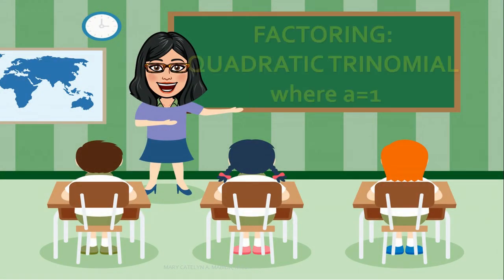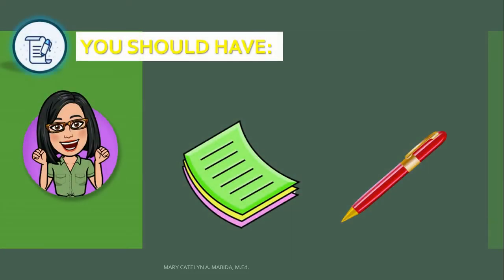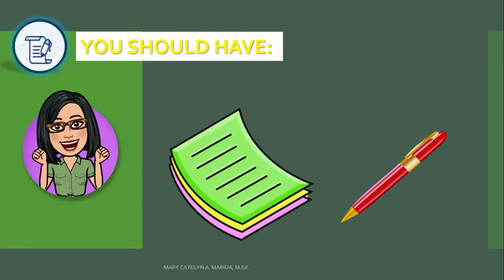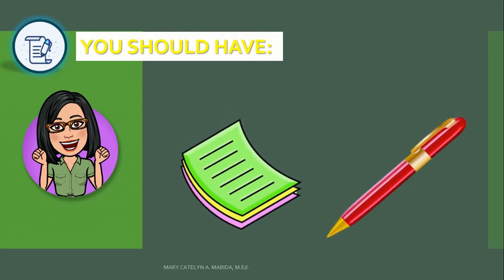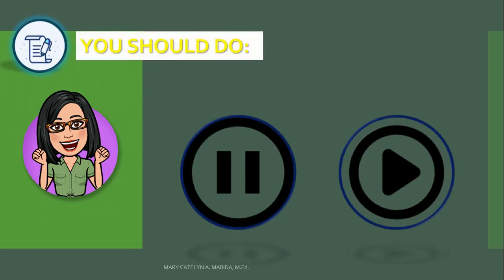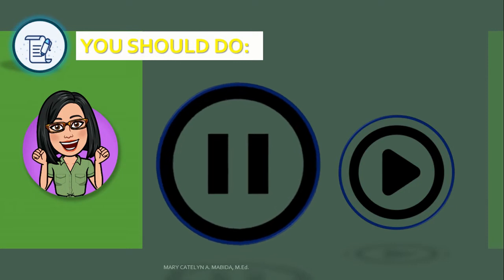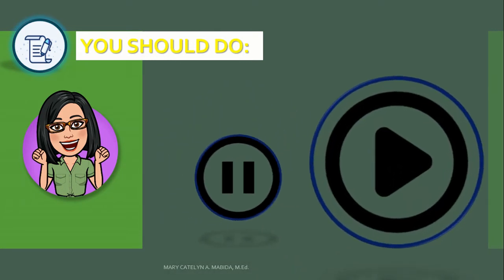In today's video, we are going to learn factoring quadratic trinomial where a is equal to 1. Here's what you need. Something to write on, a notebook or a paper, and something to write with, a pen or a pencil. To maximize your learning, you could pause and replay this video as needed.